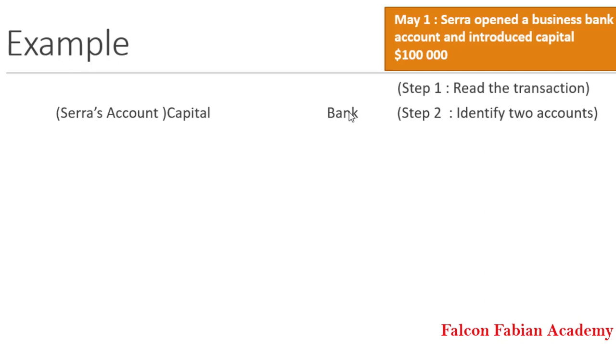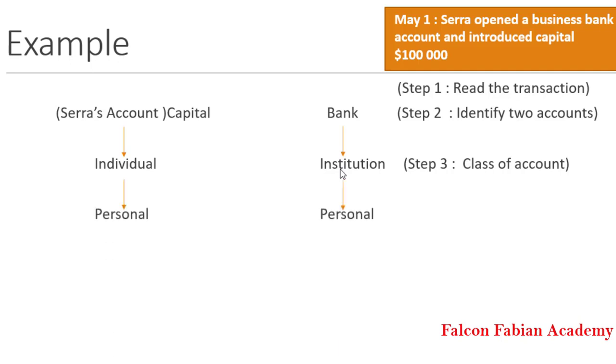Bank is a business, and what we had seen in the previous slide, that if it is the account of a business, then to that we will apply the rule of personal account. So for this also we will be using the rule of personal account. This is an account of an individual and this is an account of an institution or a business. Therefore they belong to personal account, and the rule for personal account is going to be applied.